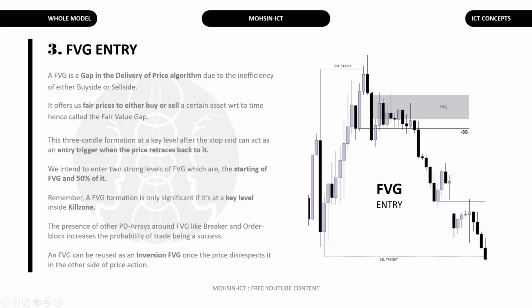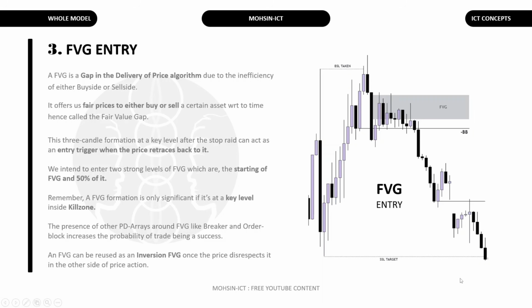This fair value gap is where we execute our trade from these candles. Now, why is this fair value gap an entry model? Because we have taken the buy-side liquidity, we have clear sell-side liquidity as target, and price is respecting this level with this breaker block and fair value gap. We can execute from these levels toward our drawn liquidity using this fair value gap entry.